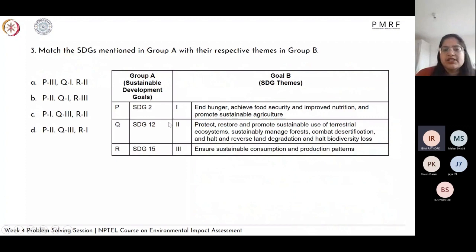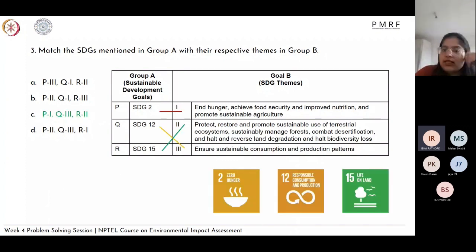So this is match the sustainable development goals as mentioned in group A with their respective themes in group B. So group A has sustainable development goals and group B has the themes. So you need to match which goal meets with which theme. Okay, we have an answer, C. C is the correct answer.